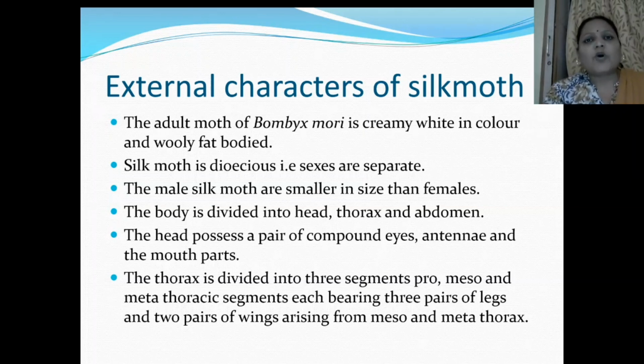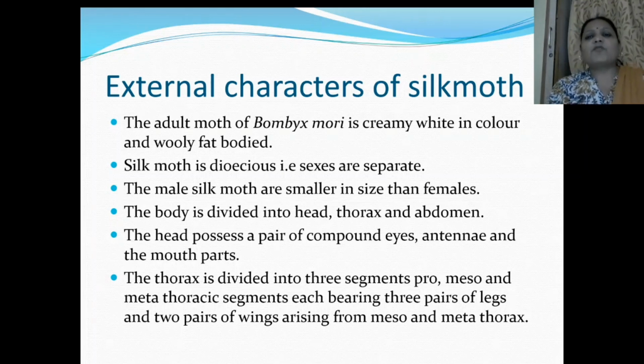The adult moth of Bombyx mori is creamy white in color and has a woolly fat body. Silk moths are dioecious because the sexes are separate. Clearly, we are able to differentiate between male and female. The male silk moth is smaller in size as compared to the female. The body is divided into head, thorax and abdomen.